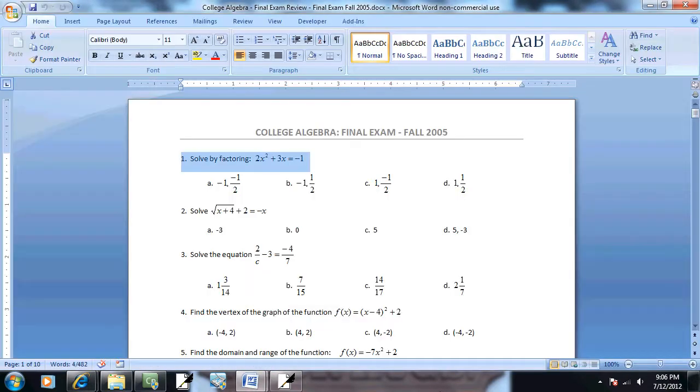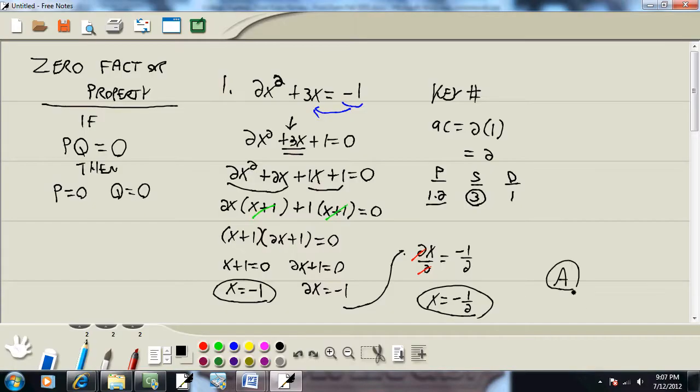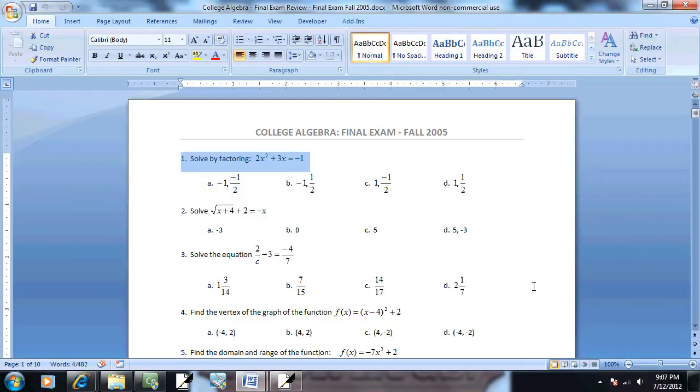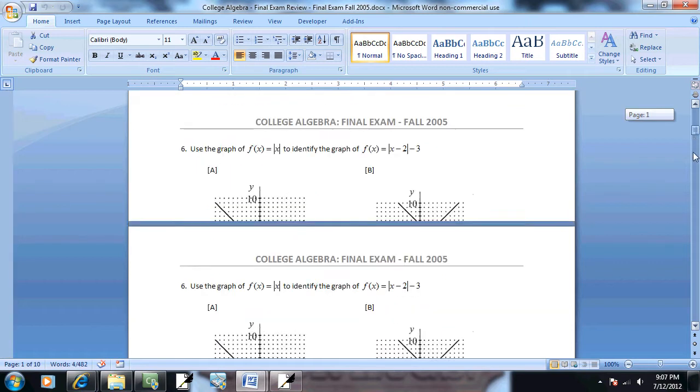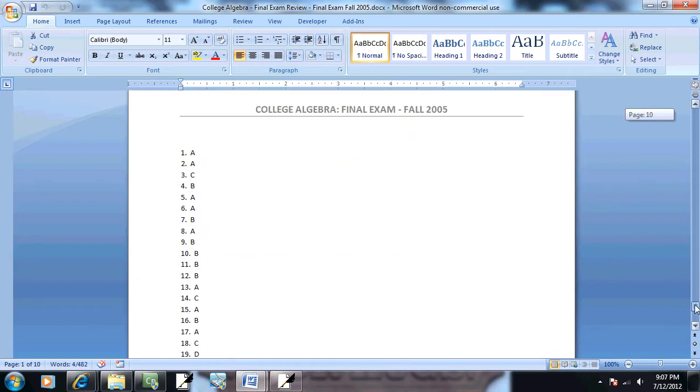Negative 1, negative 1/2. Looks like A would be our answer. Let's check that. 1A. And it checks.